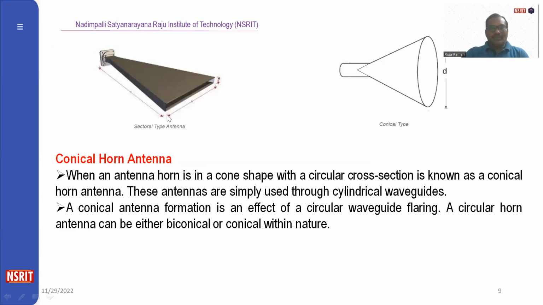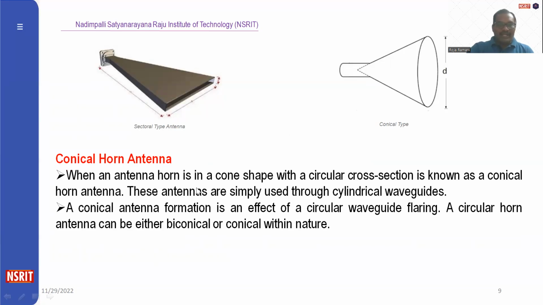So this is the sectoral horn antenna. Previously we have seen the pyramidal horn antenna and the sectoral horn, where only one side is flared out and the remaining side is kept constant. So this is the conical horn antenna. The conical horn antenna is formed by the flaring out of a circular waveguide. This is a rectangular waveguide. This is a circular waveguide. Flaring out of a circular waveguide will produce the conical horn antenna. So this is the aperture of the conical horn.